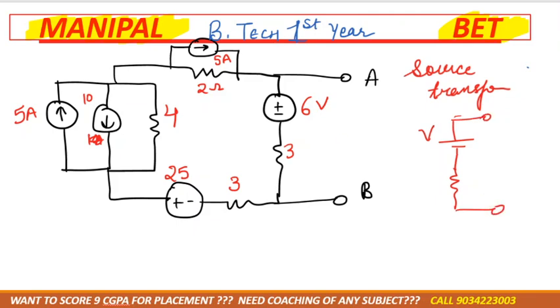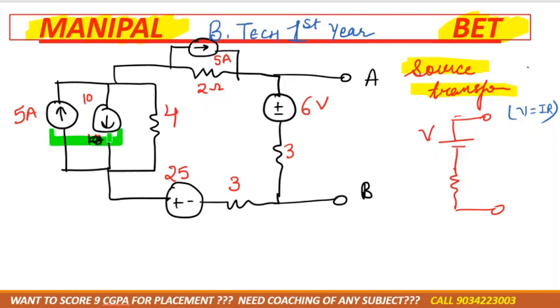Okay, if they mention that you have to use source transformation only, then it means source transformation only. You can't apply KVL, KCL or node or mesh analysis or anything. You just apply source transformation, or you can use Ohm's law, V is equal to IR. So I'll give you a hint.